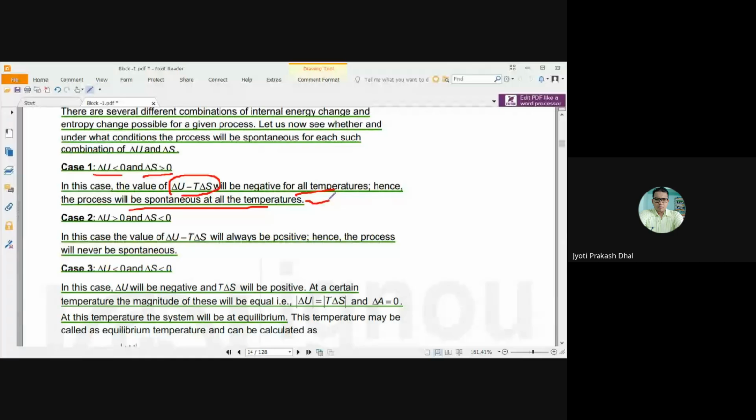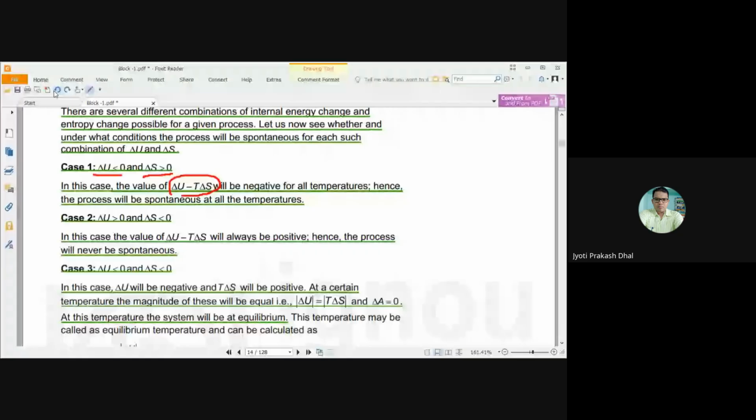Now coming to case number 2. If del U is greater than 0, that means there is an increase in internal energy, and del S is less than 0, that means there is a decrease in entropy. Then in this case, the value of del U minus T del S will always be positive, and hence the process will never be spontaneous.